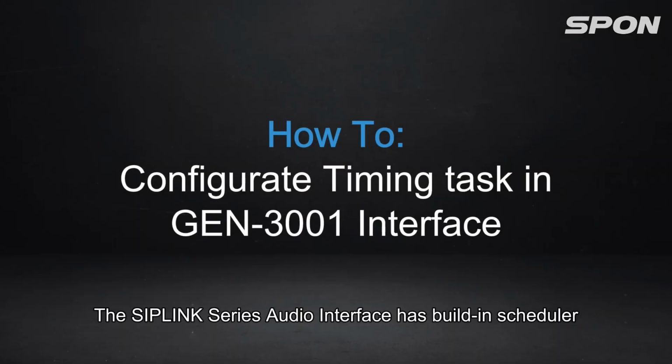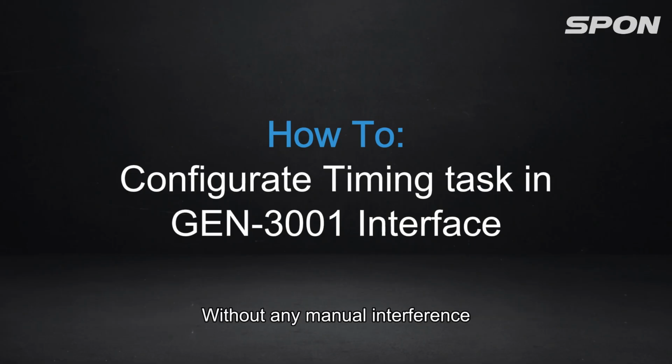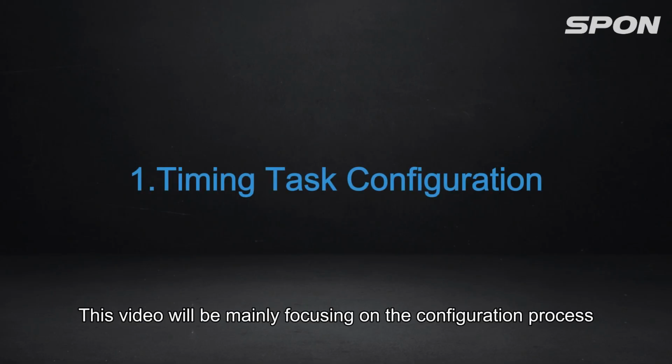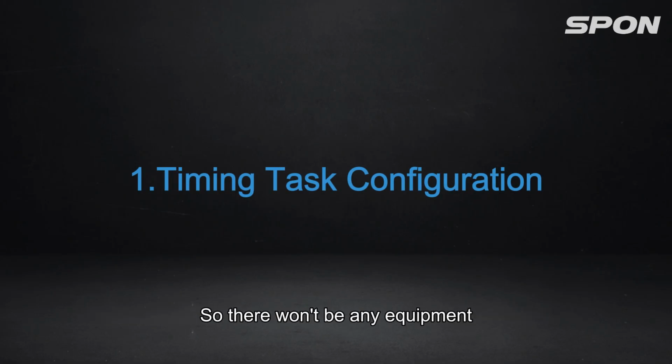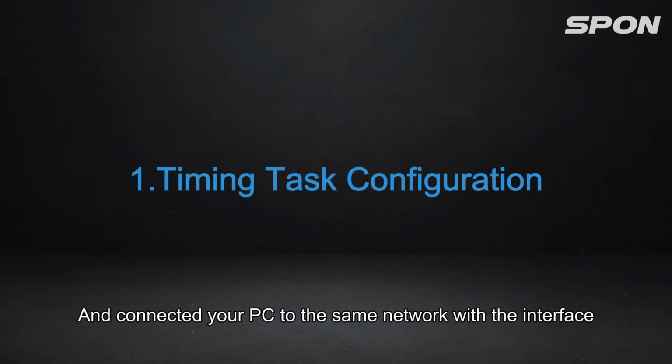The SIP-Link series audio interface has a built-in scheduler that can play the audio file automatically at a desired time, without any manual interference. This video will mainly focus on the configuration process, so there won't be any equipment, but make sure you've already configured the interface's IP address and connected your PC to the same network as the interface.